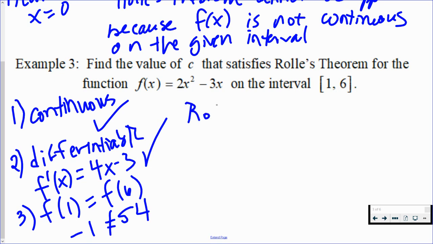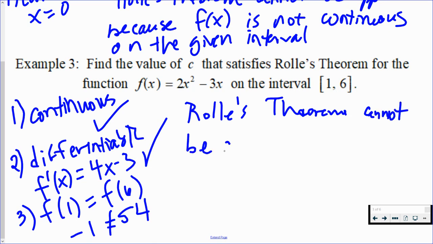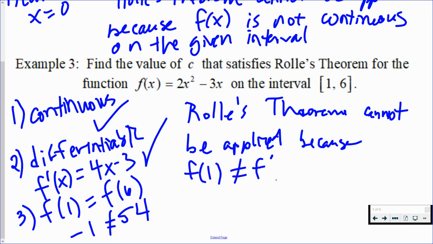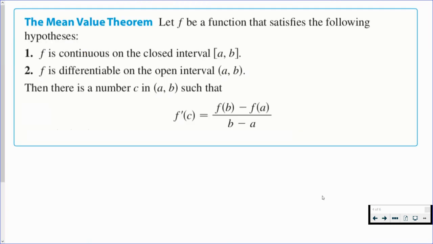So for this one, Rolle's theorem cannot be applied, because f of 1 is not equal to f of 6. Okay? So you could have multiple reasons why Rolle's theorem might not work, but you do want to go in order. Check each thing in order.